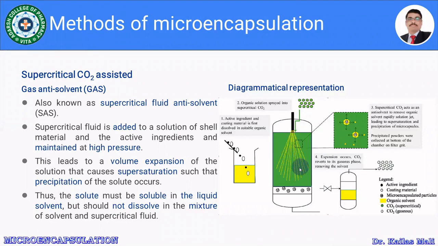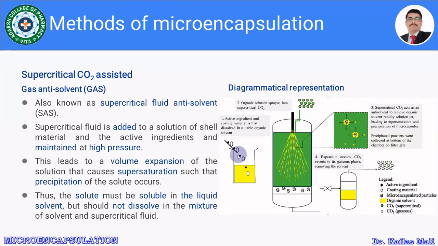The precipitated material, or the powder or the microspheres, get settled at the bottom, and the organic solvent is also possible to separate in the chamber, isn't it? In the fourth step, that is the separation of organic solvent, when expansion of the system occurs, the carbon dioxide reverts to its gaseous phase and removes the organic solvent. So here in the supercritical fluid anti-solvent method, there are 4 steps.